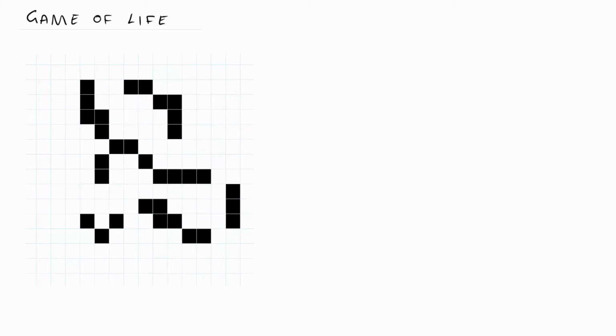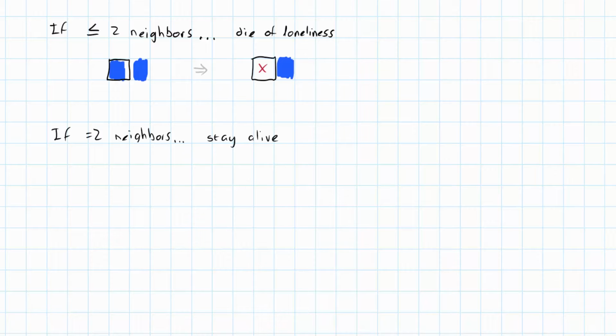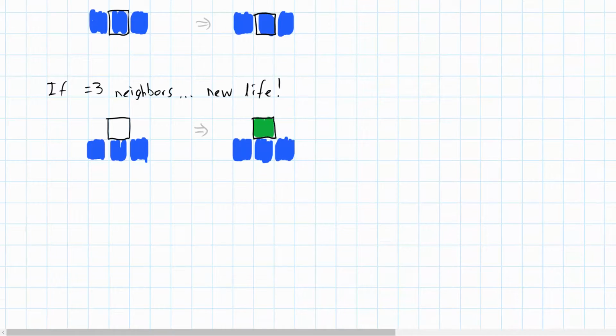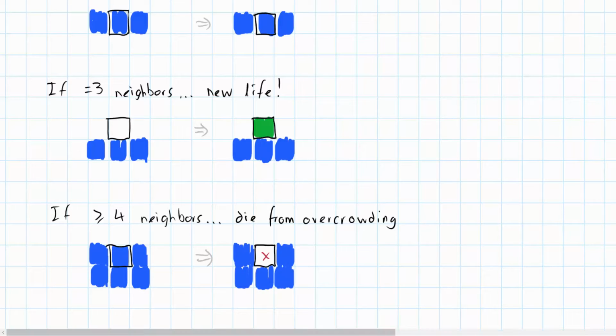The way this works is that each new frame is determined just by some very simple rules based on the previous frame. So for any cell, if it had fewer than two neighbors, it dies of loneliness. If it had exactly two neighbors, then it stays alive. If it had three neighbors, then a new cell can be born. And if it had four or more neighbors, then it dies from overcrowding.